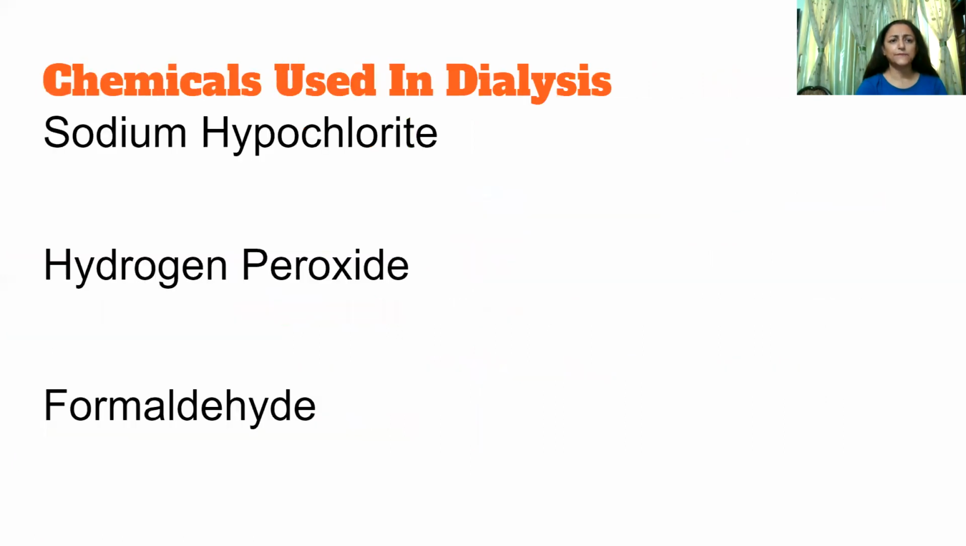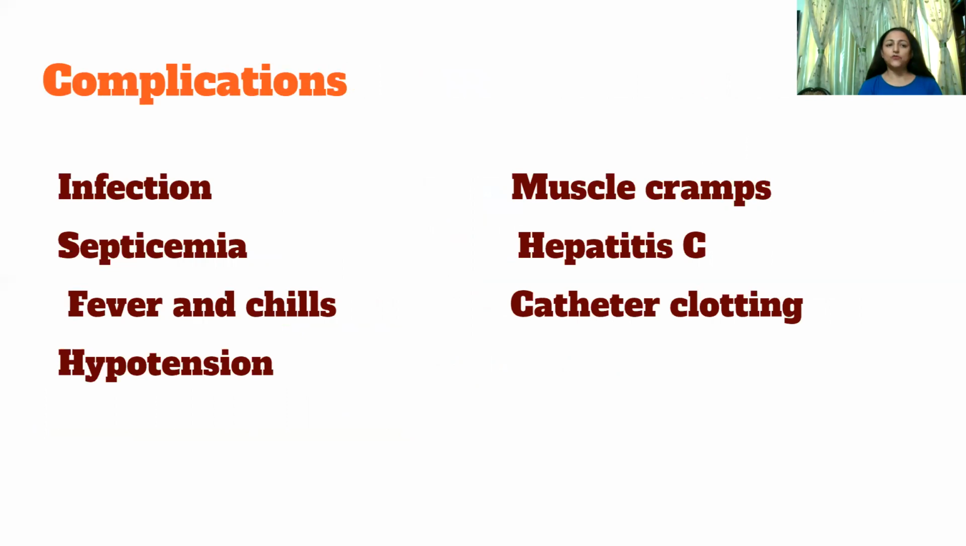I'm skipping these slides. Now let us go to the complications of hemodialysis. Because the blood is moving out of the body of the patient, the patient might get some generalized infection, or it could be septicemia, that is a septic condition inside the blood. Then fevers and chills could be experienced. It could cause hypothermia, because blood is drawn out of the body, and hypotension could occur, that means low blood pressure. Also muscle cramps, hepatitis C, and catheter clotting. These are the complications which could happen with dialysis.